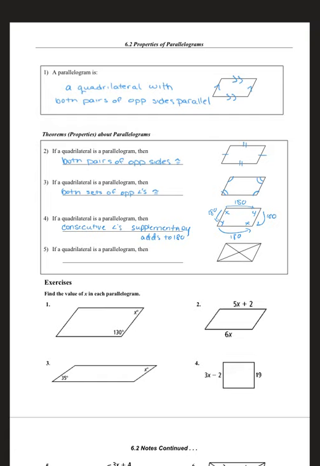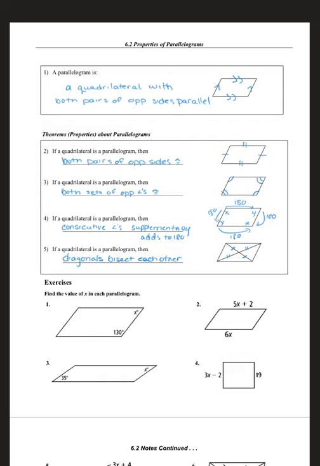And then the last property says if a quadrilateral is a parallelogram, then diagonals bisect each other. That means the diagonals cut each other in half. So if I look at this first diagonal, those two pieces would be the same, and the other diagonal, those two pieces would be the same. We're going to use these 5 properties to solve some problems, so I want you to think about what property we are using.